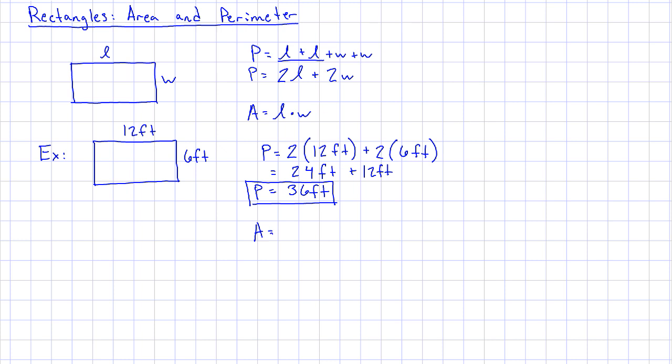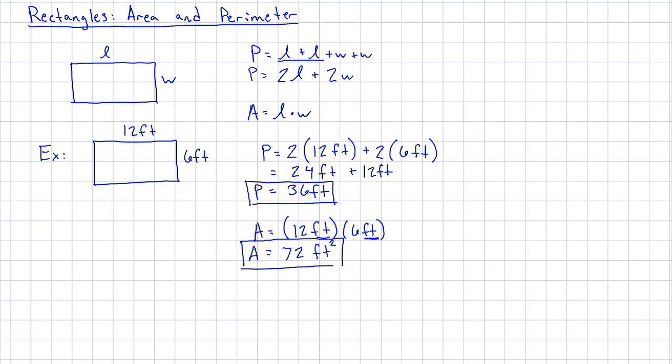The area is going to be length times width. So my length is 12 feet times the width, which is 6 feet. And when I multiply those together, 12 times 6 is 72. So you multiply the numbers together, feet times feet. Remember that repeated units like that, we add that exponent, we add that square at the top. So we have square feet as the area.